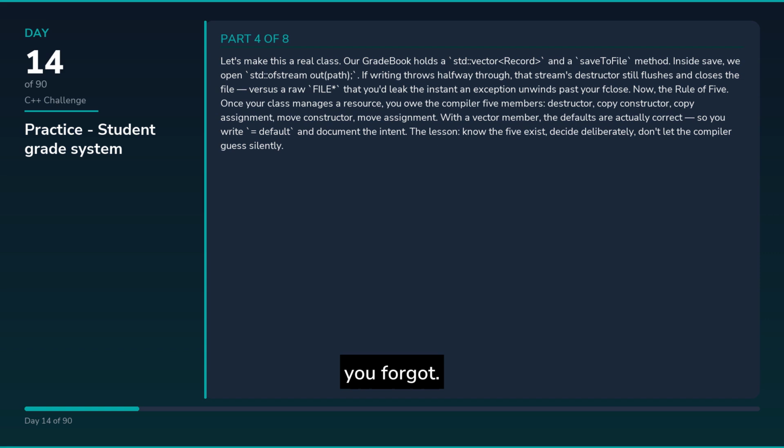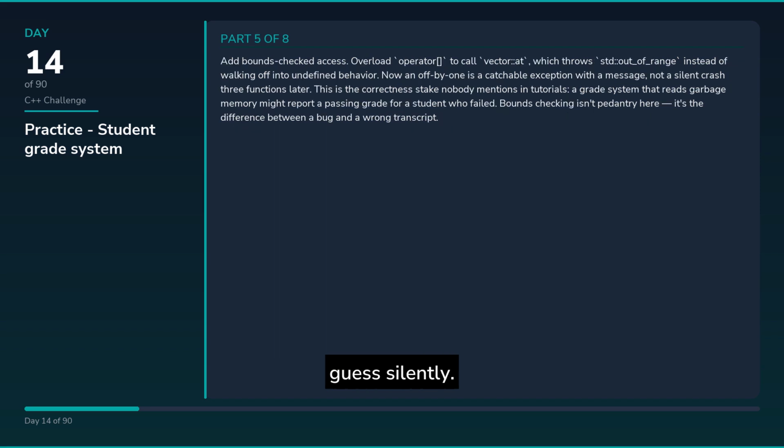Now, the rule of 5. Once your class manages a resource, you owe the compiler 5 members: destructor, copy constructor, copy assignment, move constructor, move assignment. With a vector member, the defaults are actually correct, so you write = default and document the intent. The lesson: know the 5 exist, decide deliberately, don't let the compiler guess silently.